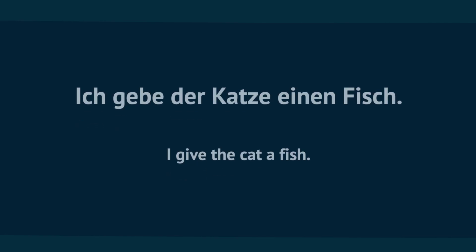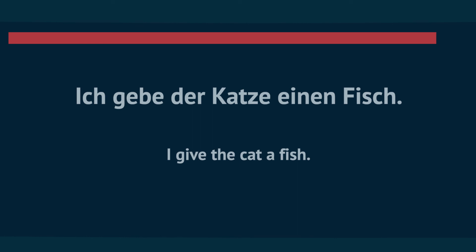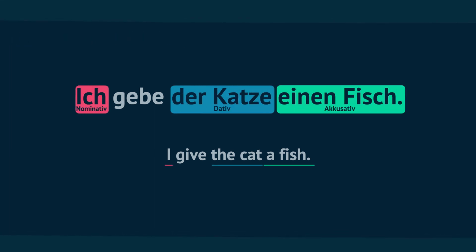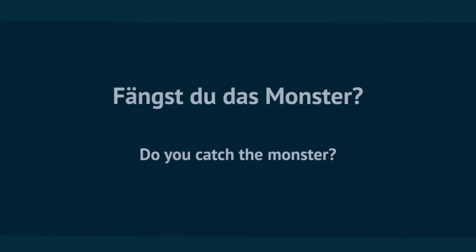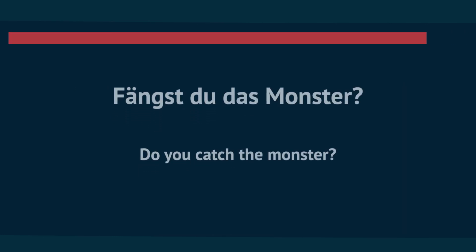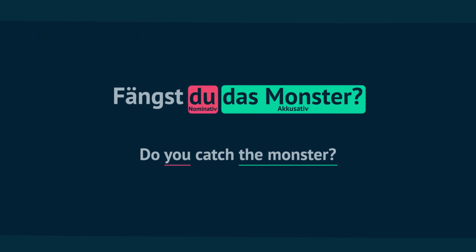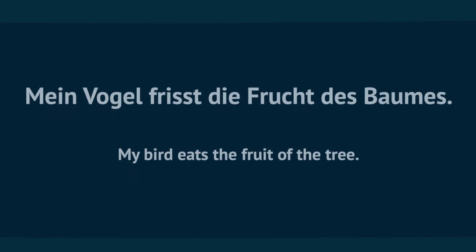Let's look at some more examples and see if you can figure them out yourself. Pause the video if you need some more time to think. Ich gebe der Katze einen Fisch. Fängst du das Monster? Mein Vogel frisst die Frucht des Baumes.